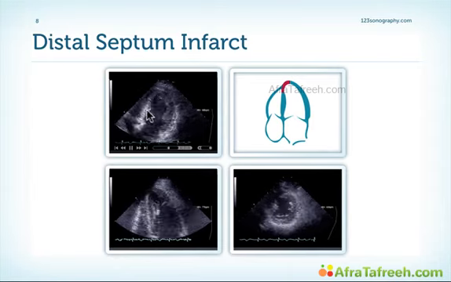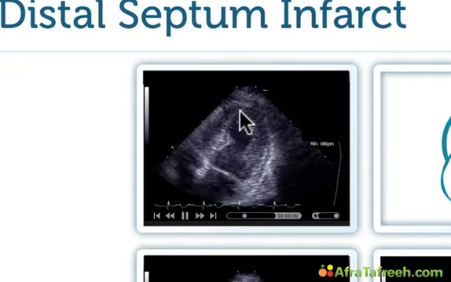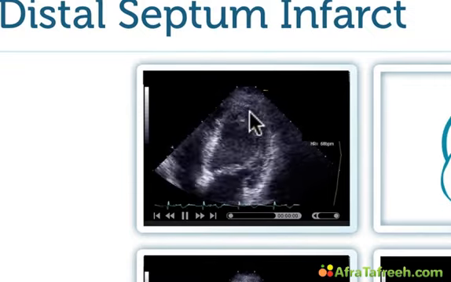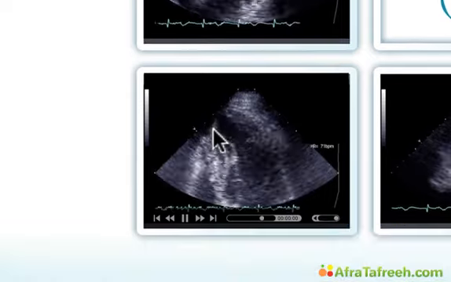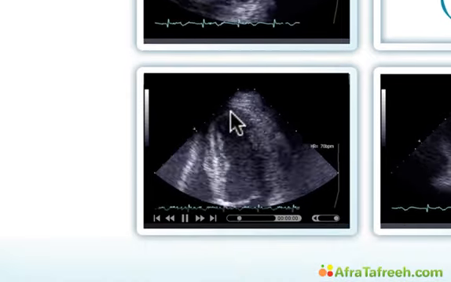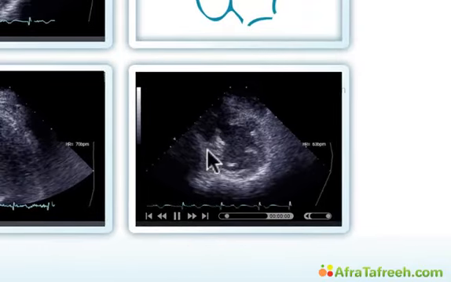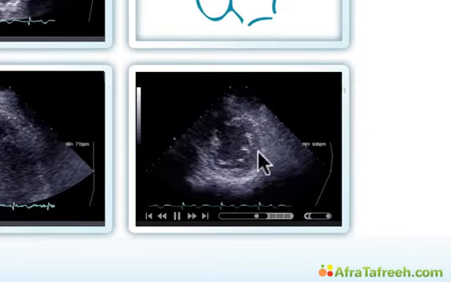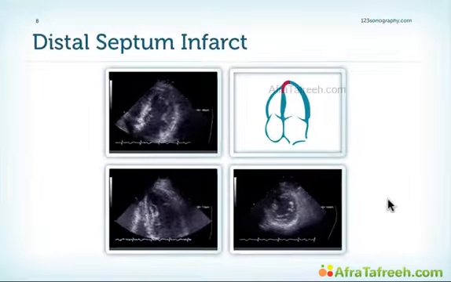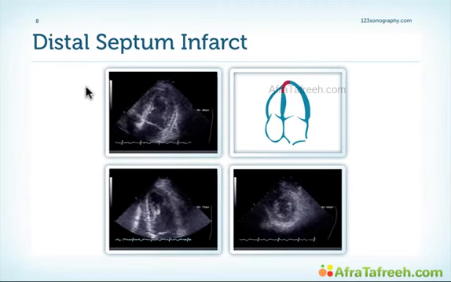Here is an example. We see that there is a small region of hypokinesia here in the distal septum, and the residual function here is okay. Again, small region, distal septum. If you look at the short axis view, you can see that the mid segments are all normal in contractility. So these infarcts too are fairly difficult to see at times.